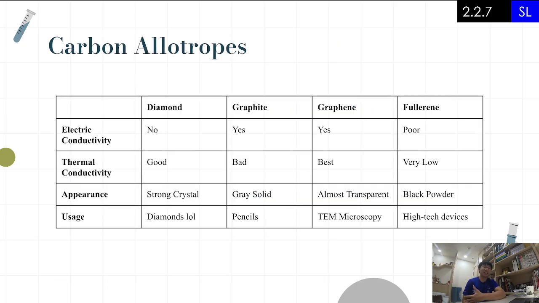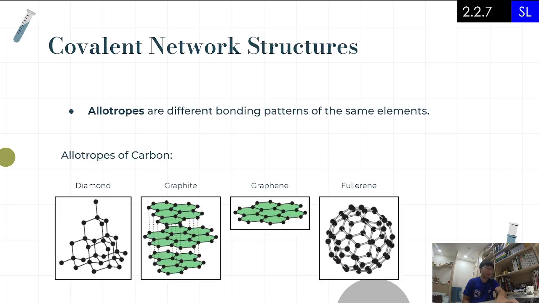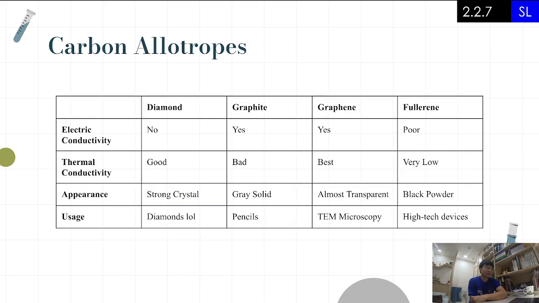And here are some properties that you should know. Also, you need to be able to recognize these structures and know if it's graphite or graphene. About electrical conductivity, only graphite and graphene are good at it. About thermal conductivity, only diamond and graphene are good at it. You guys know what a diamond looks like. Graphite is a gray solid, the kind of thing you have in pencils. Graphene is a single sheet of graphite, so it's almost transparent. Fullerene is a black powder, and there are some common usages for these different carbon allotropes.